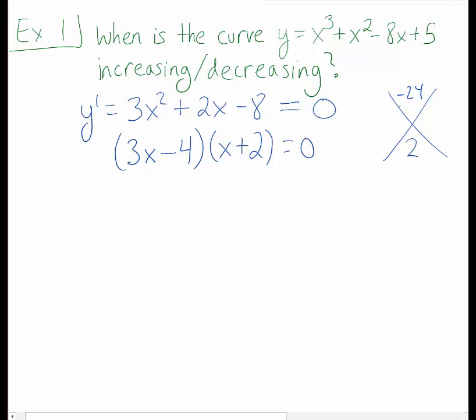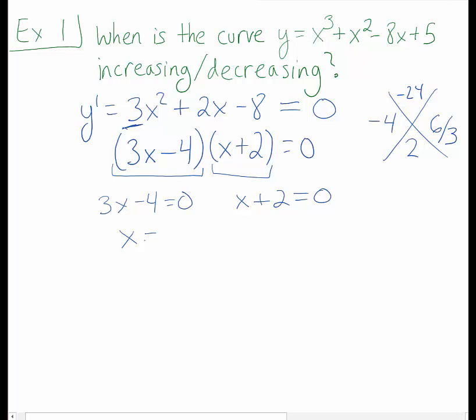And then numbers that multiply to negative 24 and add up to 2 would be negative 4 and 6, and then we can divide out on the 6 side since we have a coefficient of 3. Once we divide out the 3, we'll get 3x minus 4 times x plus 2. Now, we set both of those cases, 3x minus 4 equal to 0 and x plus 2 equal to 0, and we get x equals 4/3 and x equals negative 2.